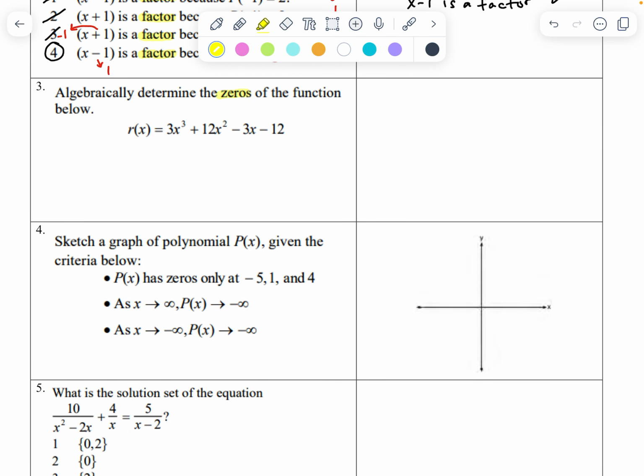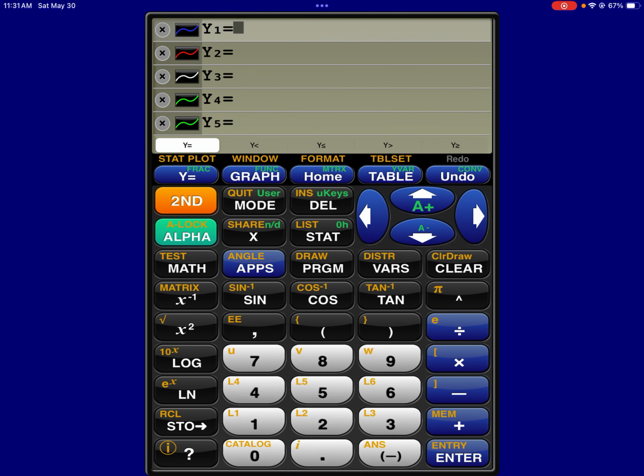Algebraically determine the zeros. Now, there's a couple different ways to do this. One way is you can use your calculator, which I do want to show you briefly, so that you know that if you can't do this algebraically, you can get half credit if you use your calculator. Zeros are where the graph touches the x-axis. So if I go to my y equals, let's plug in the equation.